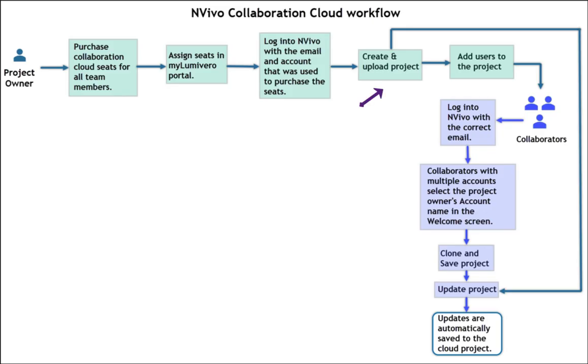Now that all seats are assigned successfully in the NVivo portal, you can start working with NVivo. For this, the project owner will start NVivo and create a new project. As the project owner, you can now open NVivo. On the welcome screen, make sure that you are logged in to the correct account. It has to be the same account that your Collaboration Cloud subscription sits in.